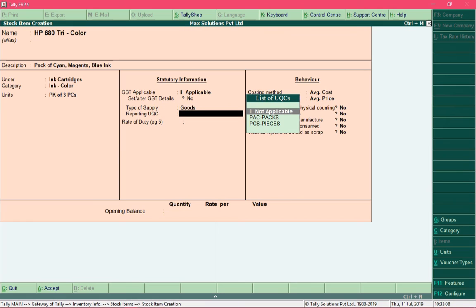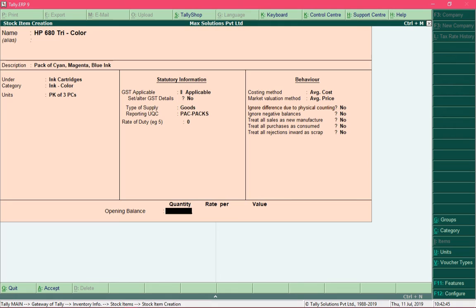and the reporting unit quantity code. In this field I need to specify one of these unit quantity codes which will be used to report the quantity of supply at the time of filing the GST return. Whether I want to furnish my quantity of supply in packs or in pieces, I can select it over here. For this item I'm going to report its supply in packs. So I'll select the unit quantity code as pack, and I don't want to change the remaining options.